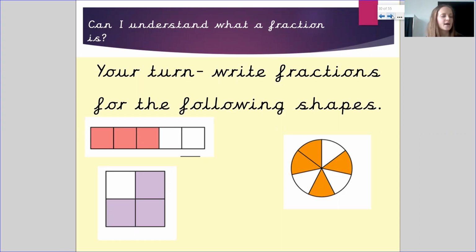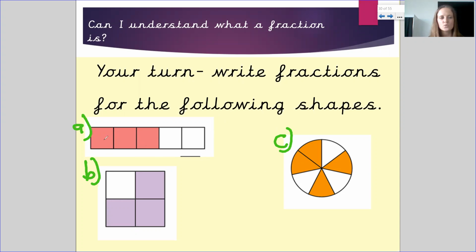So pause the video now, and I would label them. We've got A, B, and C. So pause the video now, and then we can go through the answers. So you should have counted up how many parts each shape has.